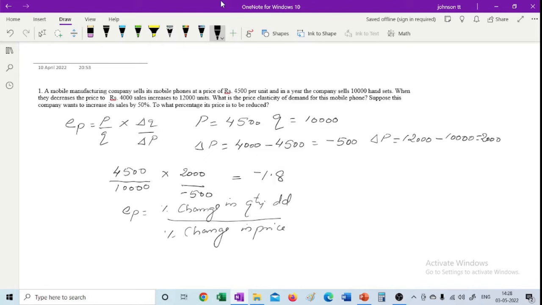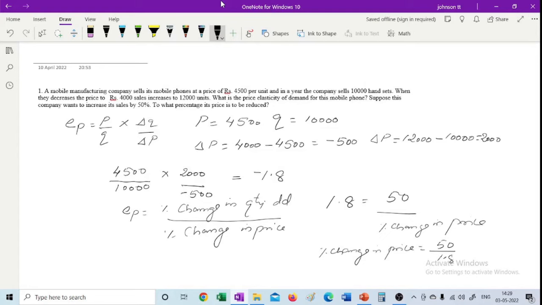So what has been told to us is, if the company wants to increase its sale by 50%, by what percent should the price be reduced, that is what is being asked. So here we substitute the values, and we will get 1.8, that is elasticity, equal to percentage change in quantity, that is given in the question, that is 50, divided by percentage change in price. And so what is percentage change in price? While cross multiplying, we will get percentage change in price is equal to 50 divided by 1.8.